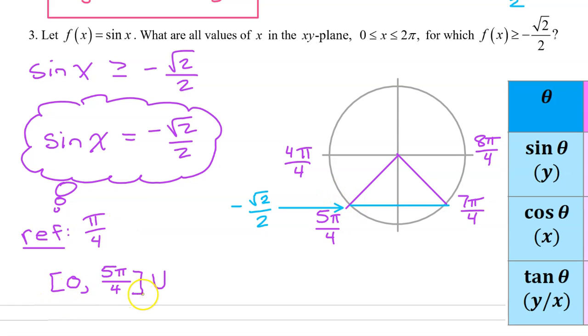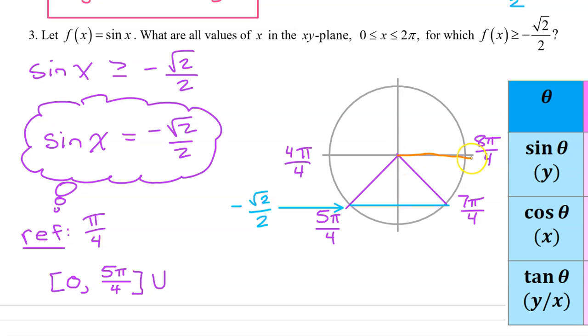Here's the first set of solutions in interval notation. Remember that we use brackets to show that these endpoints are included. At 0, the y value is greater than negative radical 2 over 2. So 0 should be included in the solution set with a bracket. At 5 pi over 4, the vertical displacement equals negative radical 2 over 2. And we are looking for where sine x is greater than or equal to negative radical 2 over 2. So 5 pi over 4 should be included with a bracket.